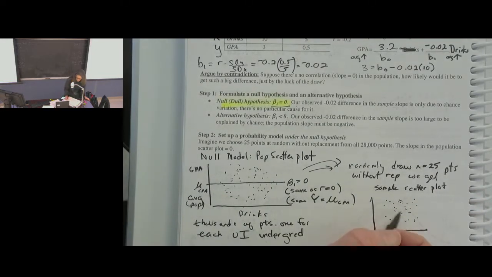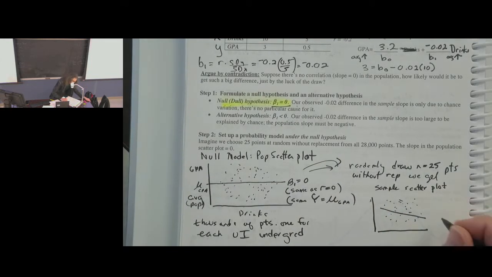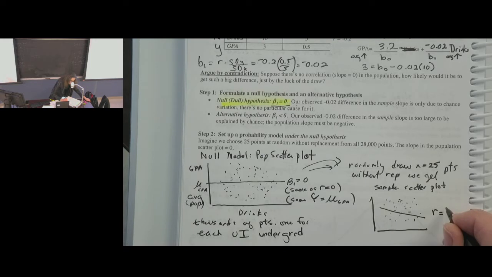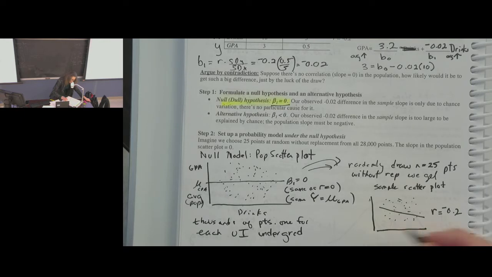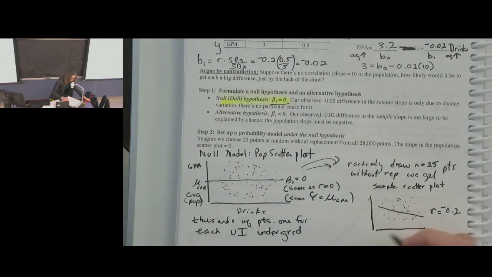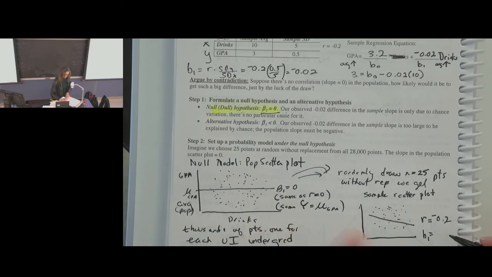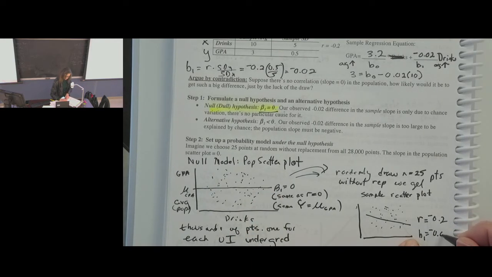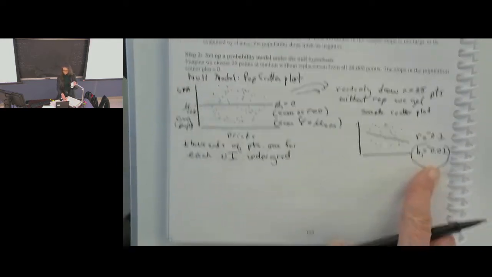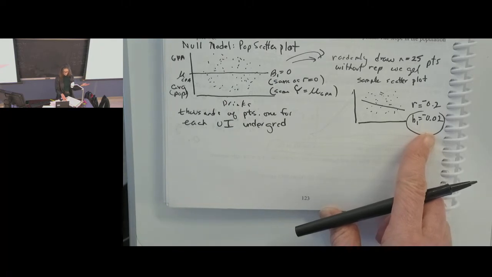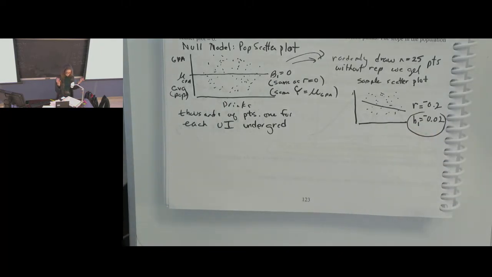But anyway, it's slightly negative. We have r equal to negative 0.2, and then we got our slope, we got this equation. This is what we're going to be testing: beta 1 is not 0, it's negative 0.02. All I want you to do is think. What are you going to be thinking? You're going to be thinking of either Z or T.